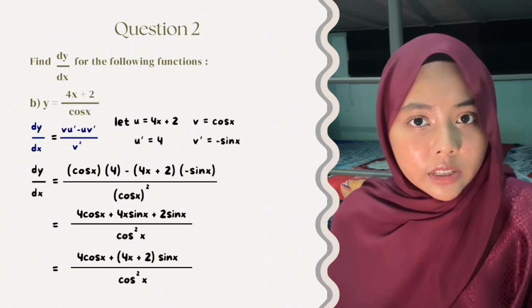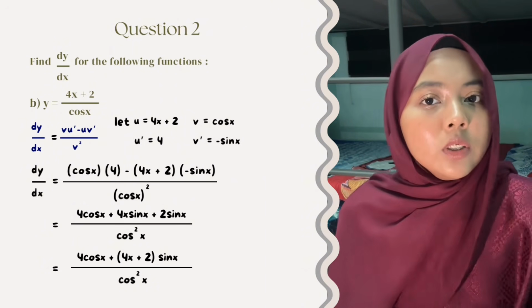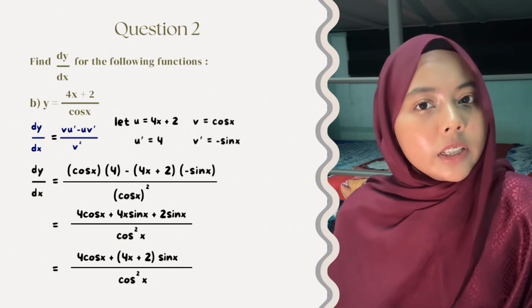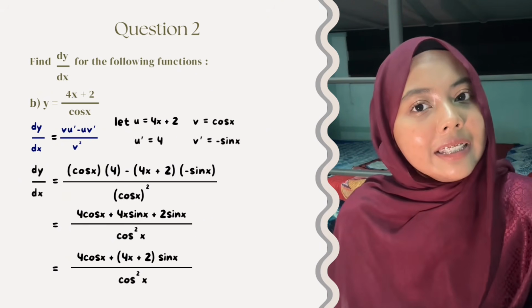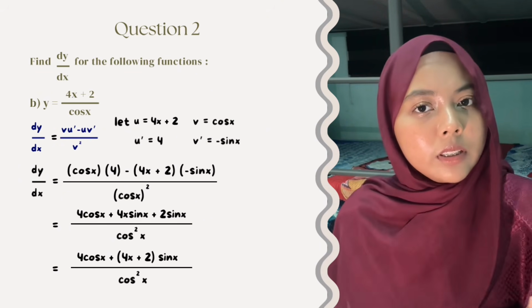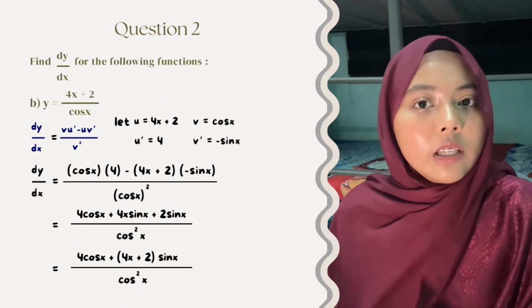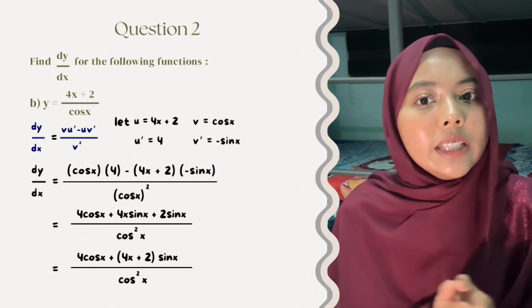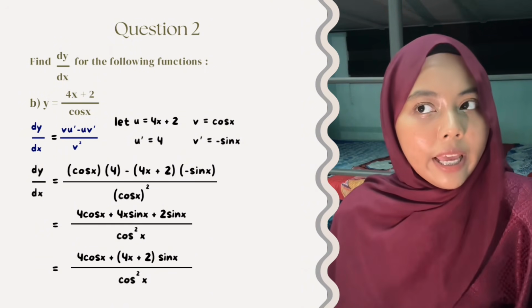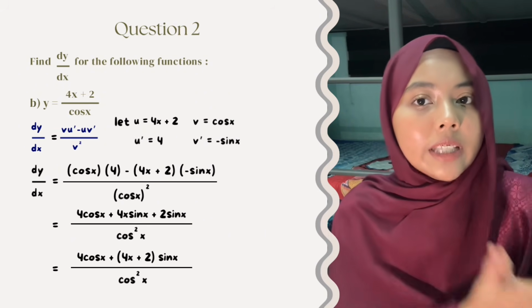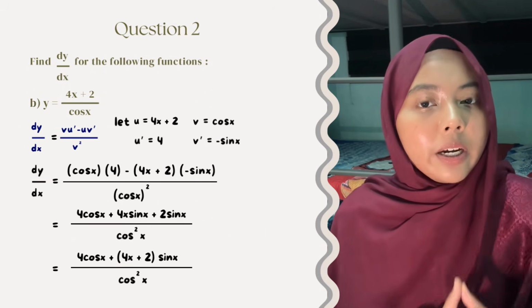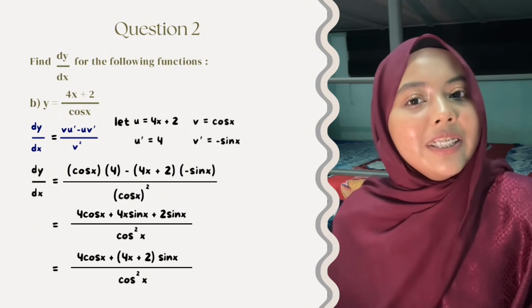Last but not least, if you notice here, the last two terms share a common factor of sine x. So we can also factor out the sine x in the second and third terms. So the final answer will be (4 cosine x plus (4x plus 2) times sine x) over cosine squared x. So that's our derivative. Thank you.